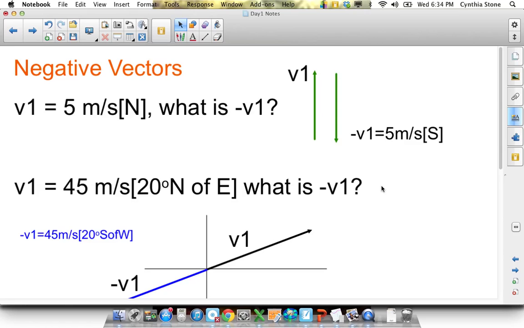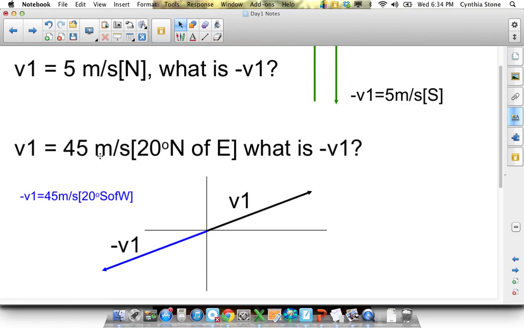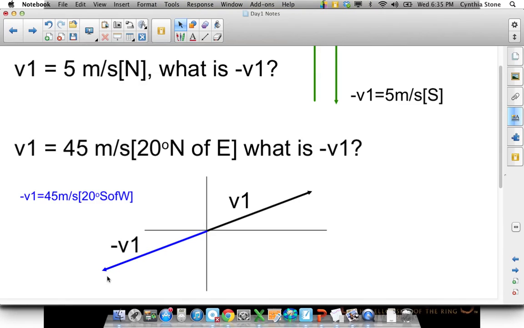A little bit harder when you have v1 is 45 meters per second, 20 degrees north of east, right? But really, it's the same thing though. So you just draw the negative vector. It's just the opposite vector with the arrowhead at the other end. And now it's 20 degrees south of west. And without even thinking about it, you just change. The north becomes south, the east becomes west, and that's how you do it.